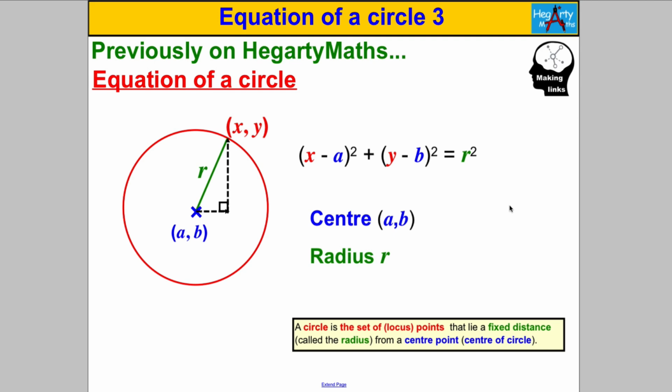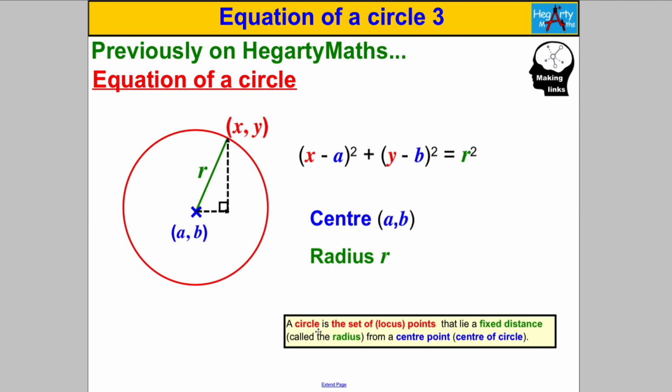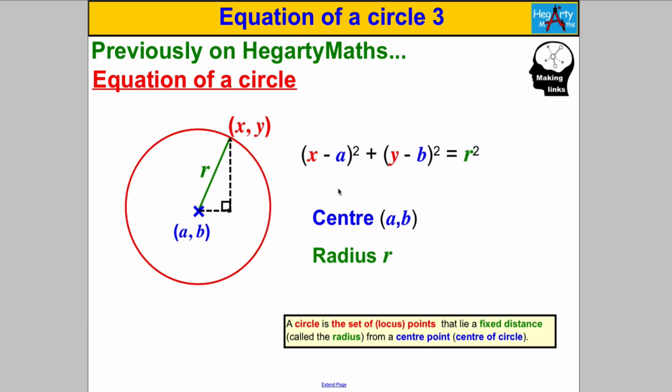Well, you should have got that the formula was (x − a)² + (y − b)² = r². And it's really important you learn that formula. Now, remember where we got that formula from. We got it from the fact that a circle is a set of points a fixed distance, called the radius, from the centre point. And we applied Pythagoras' theorem to get this. What it tells us is any general point (x, y) anywhere along that circle will always satisfy this equation.